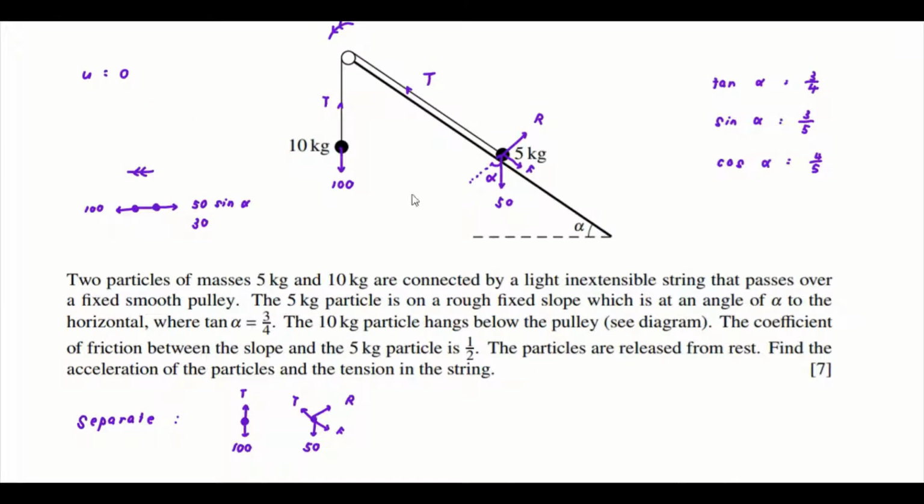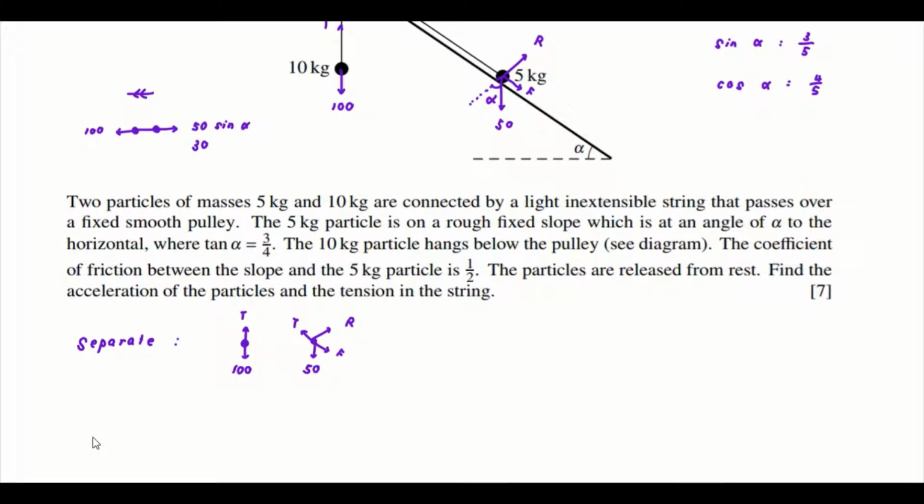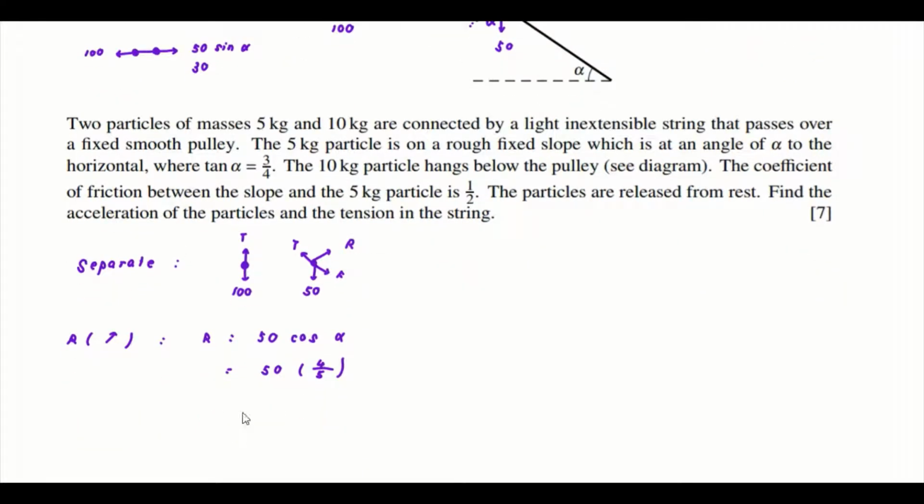Now let's see if we do it separately. Since there's friction involved, it will be helpful for us to find the normal reaction first. So resolve in this direction. We are resolving along the plane, right? You should be quite familiar with this already now. The normal reaction will basically equal 50 cos alpha. From here, I have 50, and cos alpha is 4 over 5. So that gives us a normal reaction of 40 Newton.